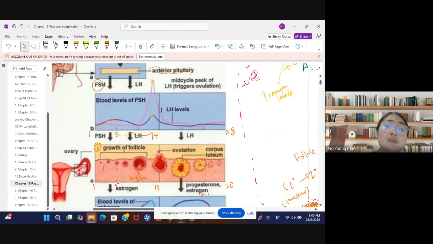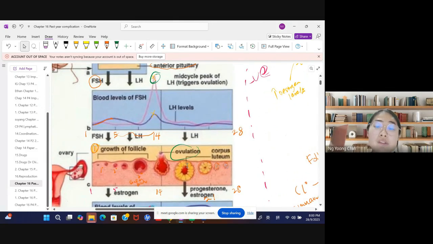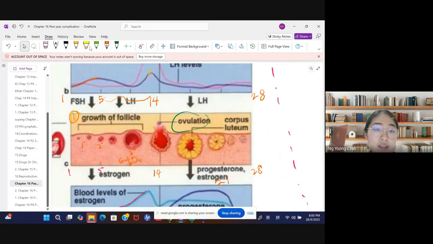So that's why you can see this one. This happens on day 14. So day 14, what's the event? It's ovulation. Ovulation happens. LH stimulates the ovulation, which is they will release the ovum. So after they finish the ovulation, after day 14, they will produce the corpus luteum. This yellow thing is the corpus luteum.